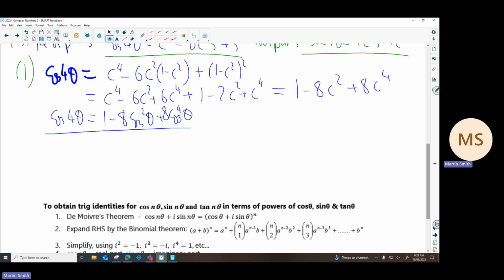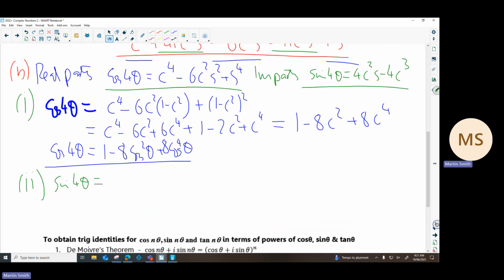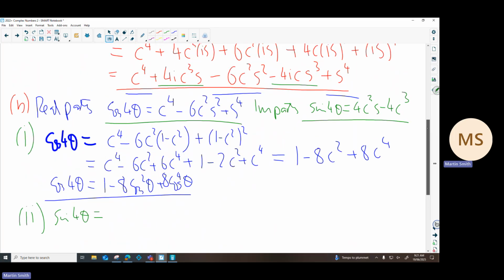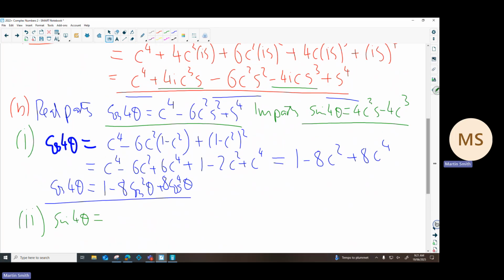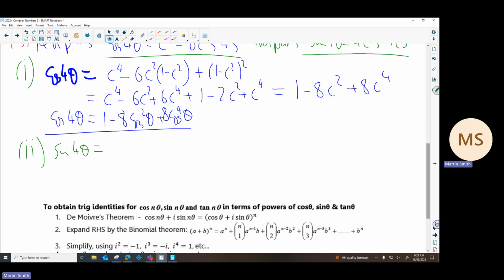So I know that, this is for my second one, sine 4 theta is equal to, here's my previous formula, 4c cubed s minus 4cs cubed. Something's gone wrong there slightly. So that can be factorized as 4cs into s squared minus c squared. 4cs in front. So that's 4 times cos times sine squared minus cos squared.